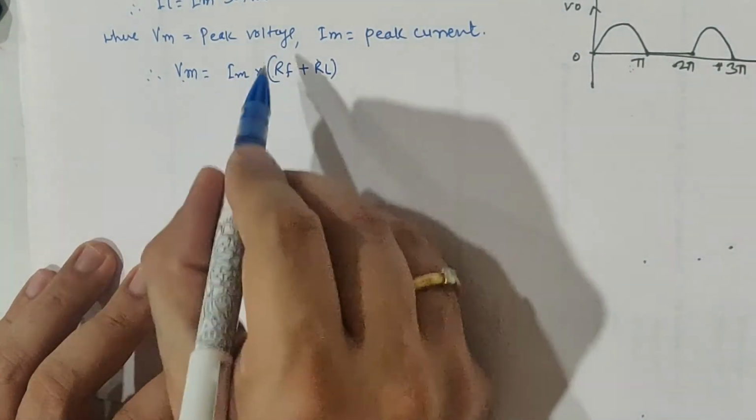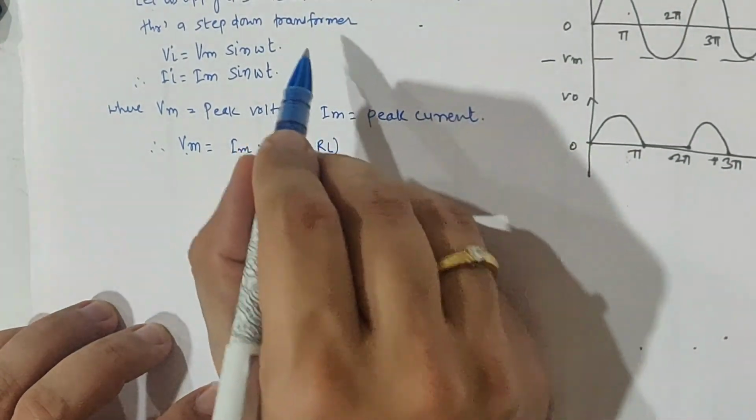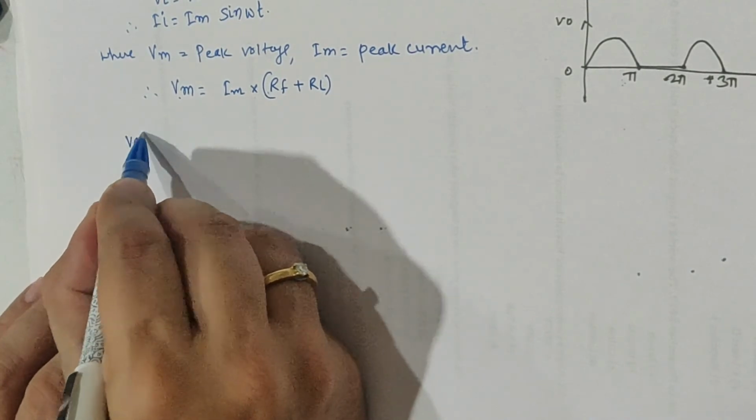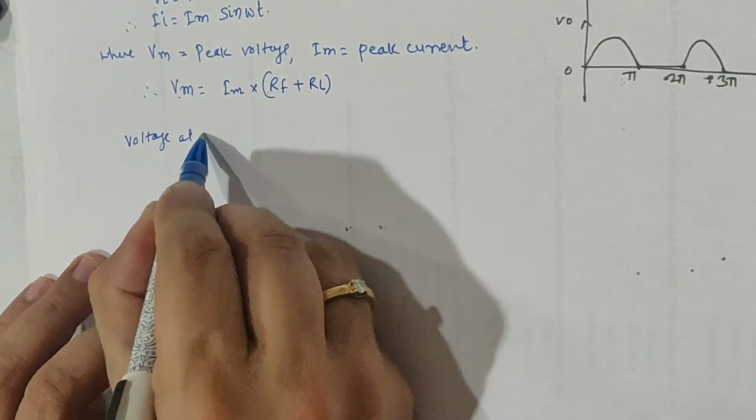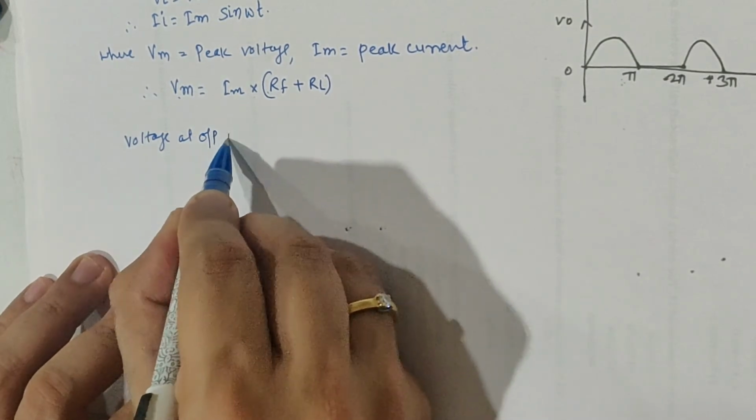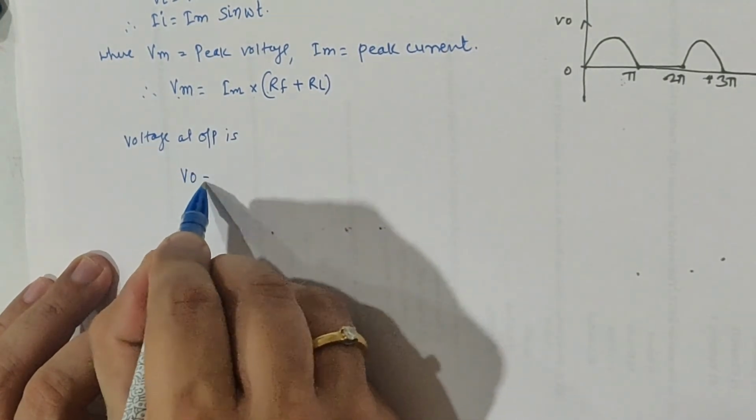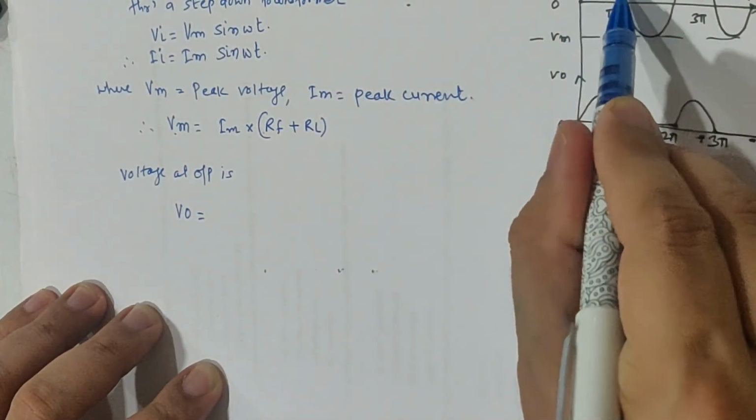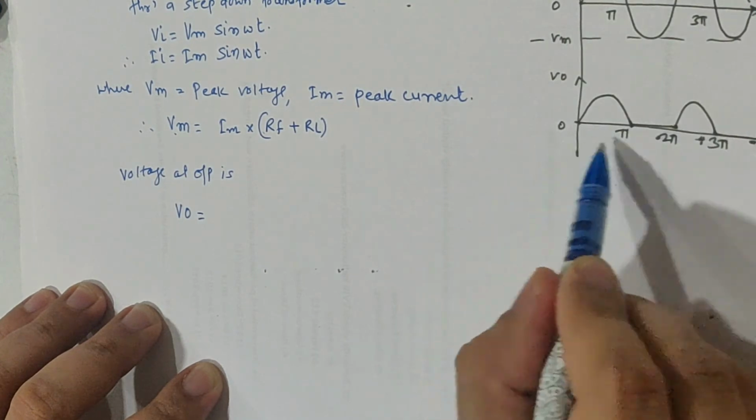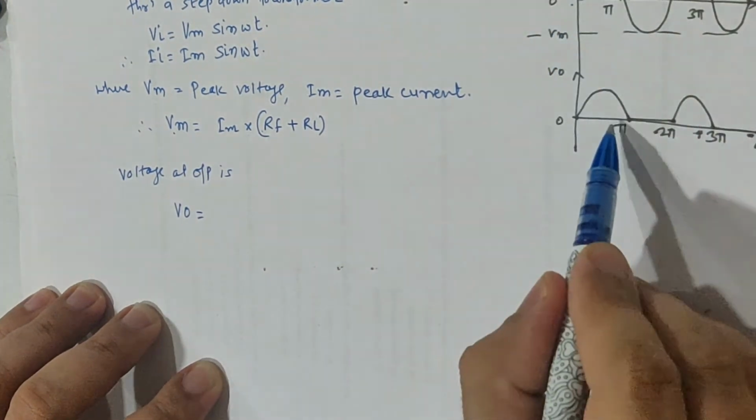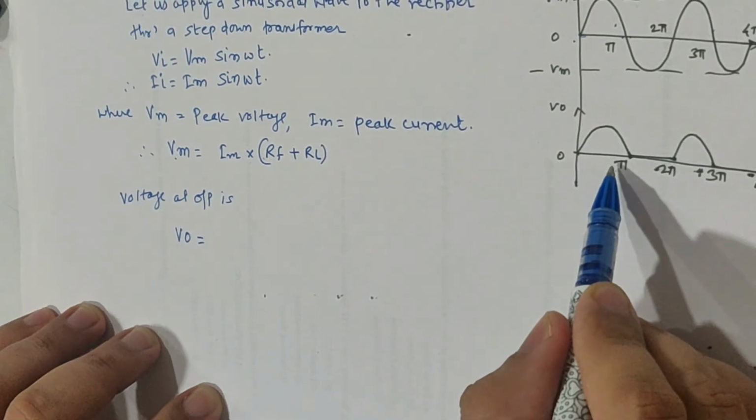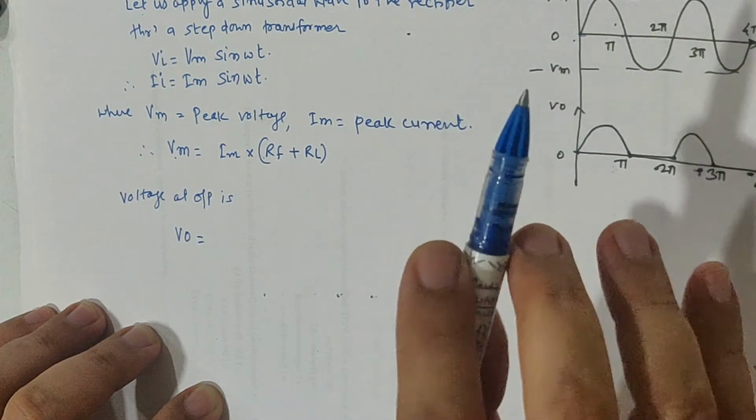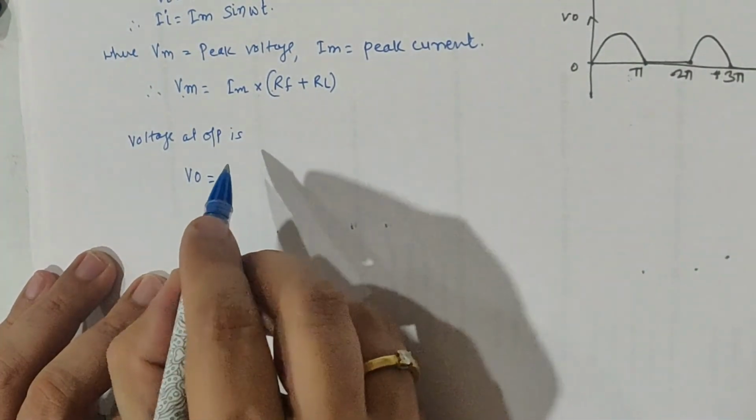Now let us talk about output. This is what we have considered for input. Let us talk about output. Now the output voltage V0 is similar to the input voltage. See, input voltage is this much, output voltage is this much for 0 to pi. For 0 to pi, the input is equal to the output. Why is it so? Because the diode is in forward bias and it can be replaced by a short circuit.